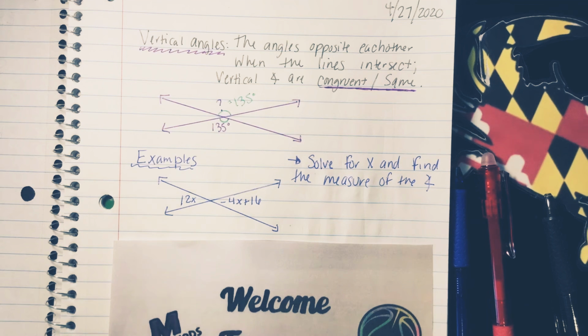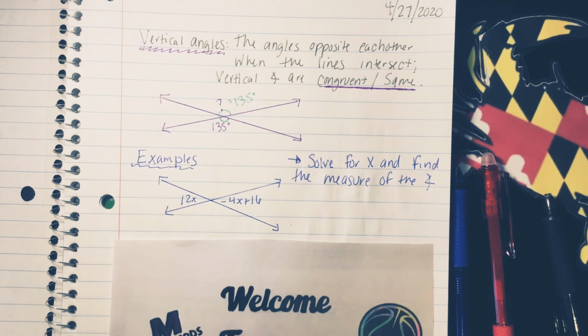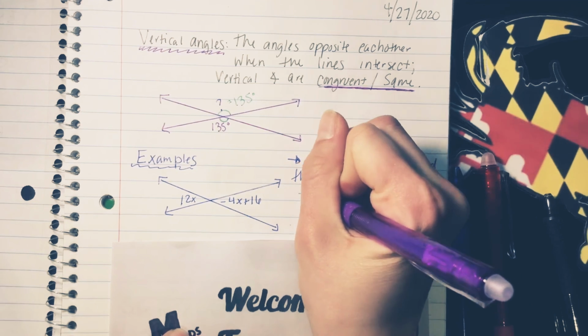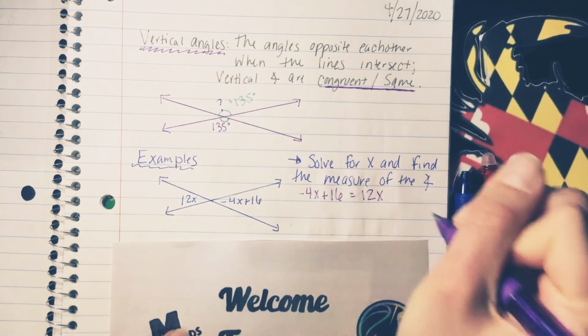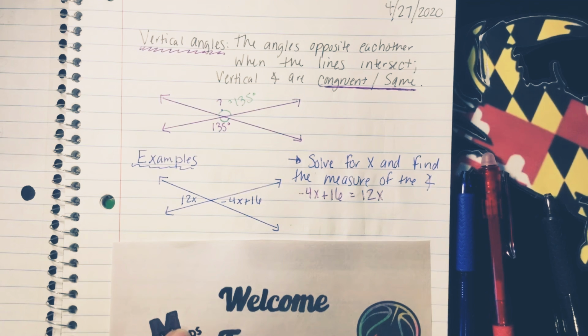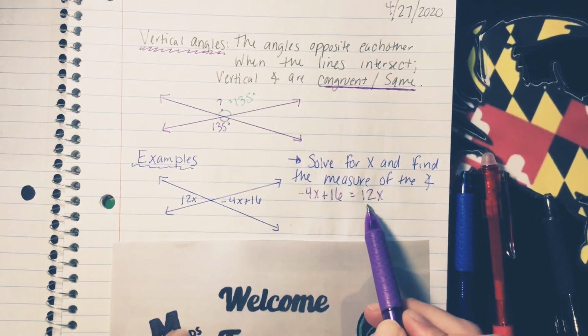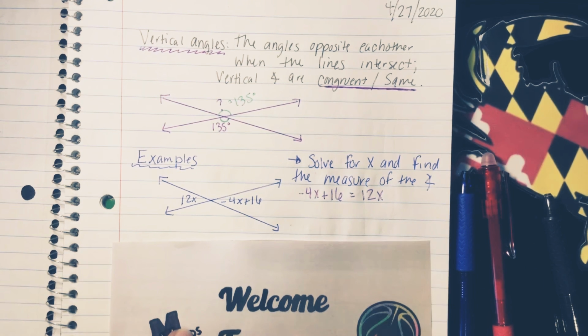How do we set up this problem? Since they're vertical, and they're opposite from each other, they equal each other. So we set it up with them equal to each other: negative 4x plus 16 equals 12x. Since they're equal, say this was 100 degrees, this would also be 100 degrees. I'm not saying that the measure is 100 degrees, but that's why we set them equal to each other.